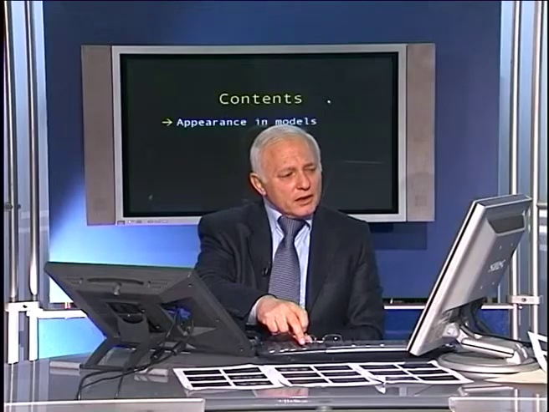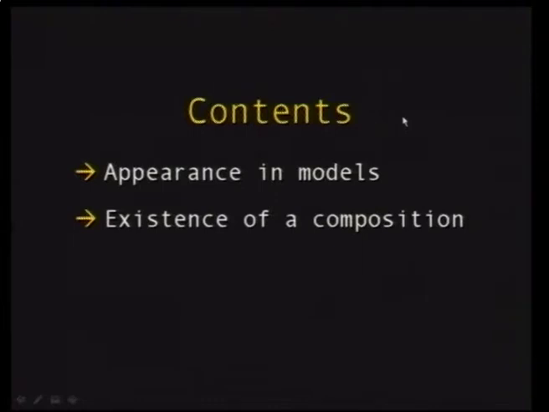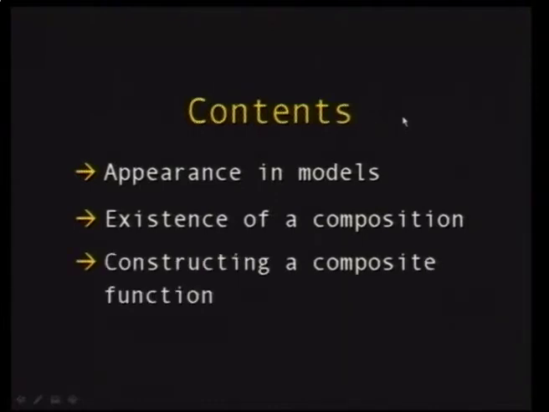So for composite functions, we shall see where they appear, and then the existence of a composition. Do they always exist? This composition, does it exist all the time? And then we will see how to construct a composite function. Now, where do they exist? Or the appearance in models.